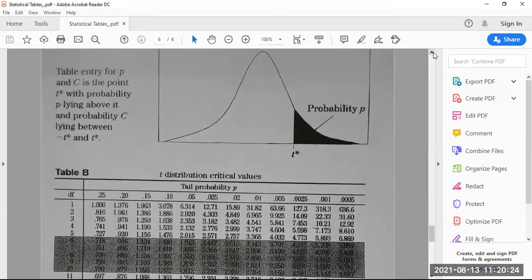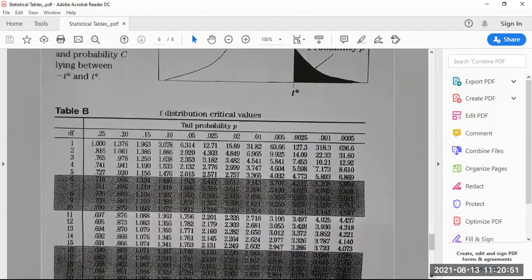Yes. So this is what we call the student's t distribution table. It's called student's t distribution because the person who developed this table was a student at that time. So we have what we call the critical values, or the probabilities.